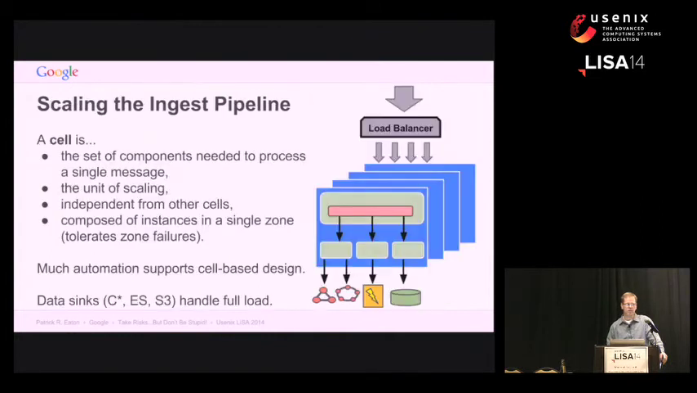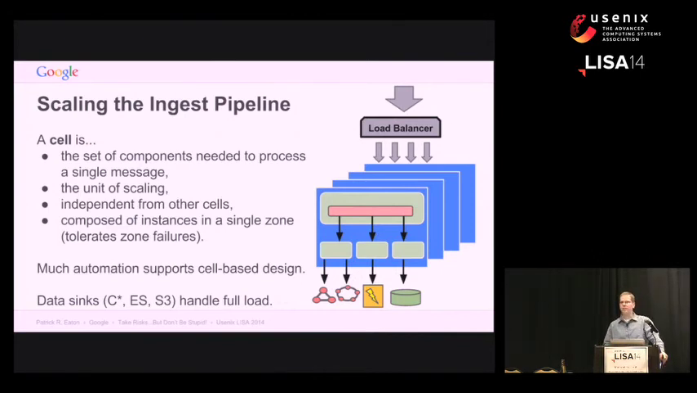So the previous slide showed the set of components we needed to process a single message, but we have to scale up to process billions of messages. And the way we do that is we draw on the ideas of the cell architecture. A cell is the set of components that are needed to process a single message. That's what we saw on the previous slide. It is the unit of scaling. So when the cells that we have deployed become too busy, the load becomes too high, we can add scale by deploying a new cell.